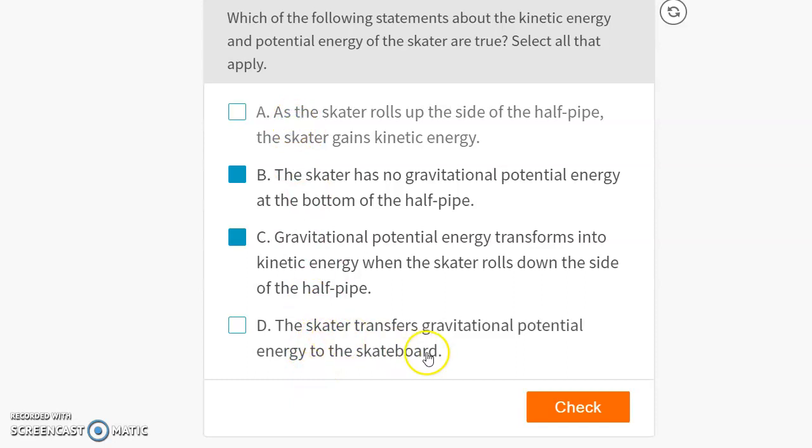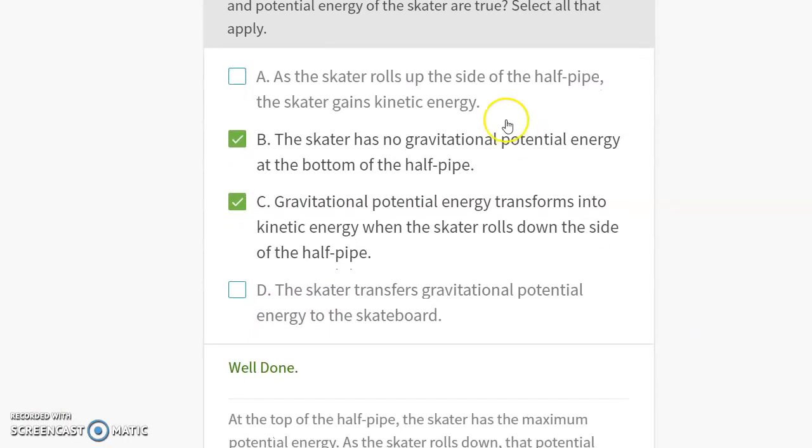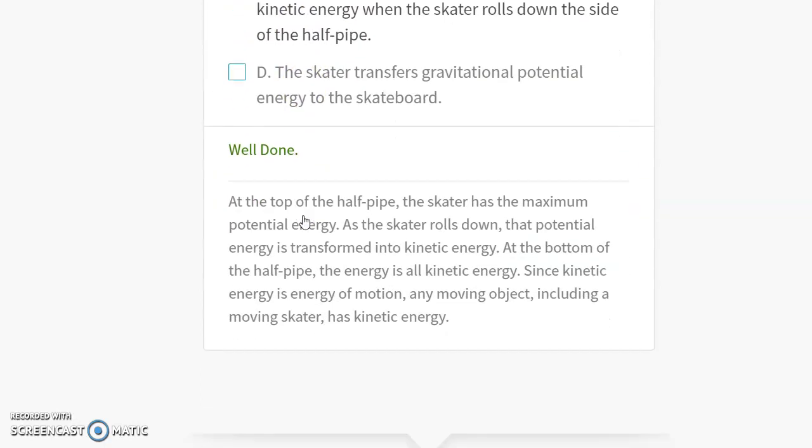The skater transfers gravitational potential energy to the skateboard. Well, we haven't talked about that, so probably not. Looking at the first one, it's not right, because when he's rolling up the side, he's losing kinetic energy, not gaining. So B and C would be the correct answers.